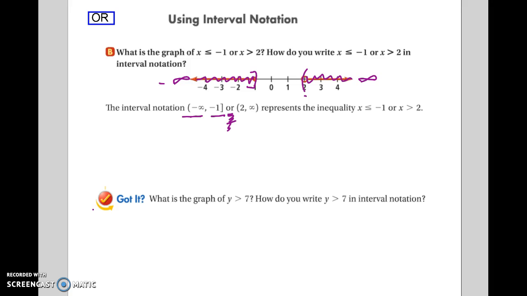So look at the example on the bottom. What is a graph of y is greater than 7? How do you write y is greater than 7 in interval notation? And do it yourself. Take a second to try to answer that. That is not a compound inequality. It's just a regular inequality, so you only can have one interval.